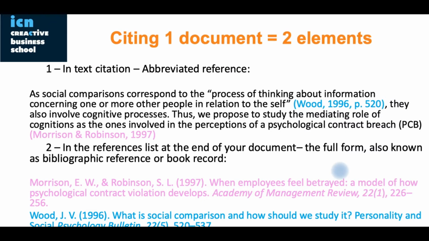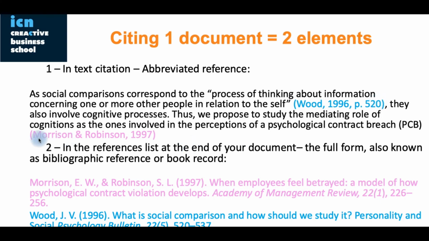So when citing a document, you need two elements. At the beginning of your document, in a paragraph such as this one, you have a reference that is in short format, which contains the family name of the author, then a comma, then the year in which this article or book was published, a comma, and then since you're making a direct citation, you also need to add the page from which that citation was taken, and you close it in parentheses.